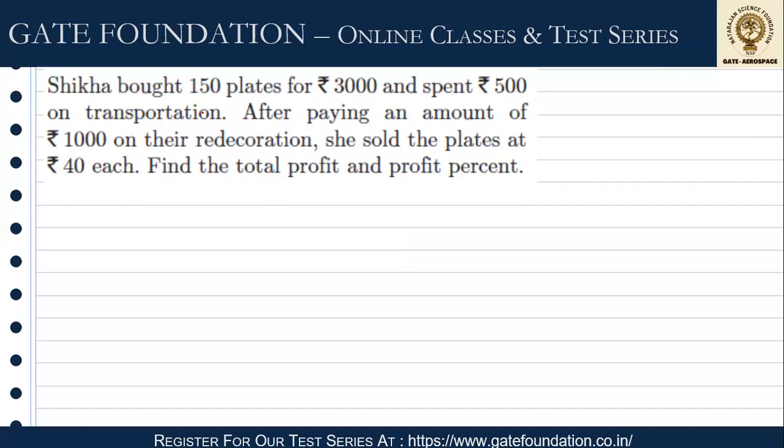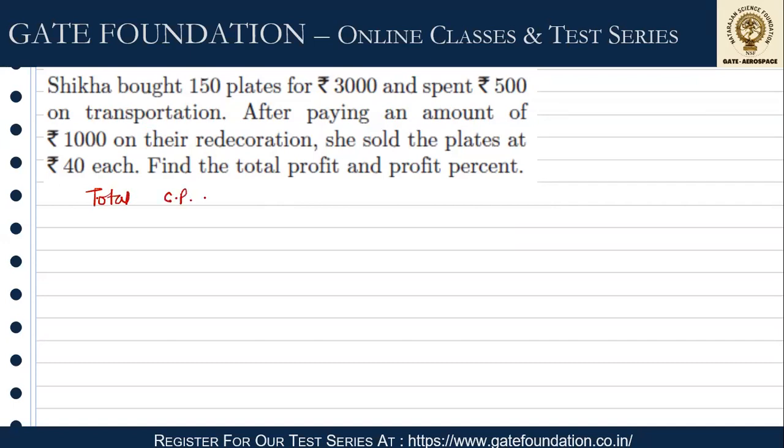बहुत simple question है, कुछ नहीं है इसके अंदर. We just need to check out some of the things. Shika bought 150 plates for 3,000 and spent 500 on transportation. So we'll try to find out what is the total cost price.